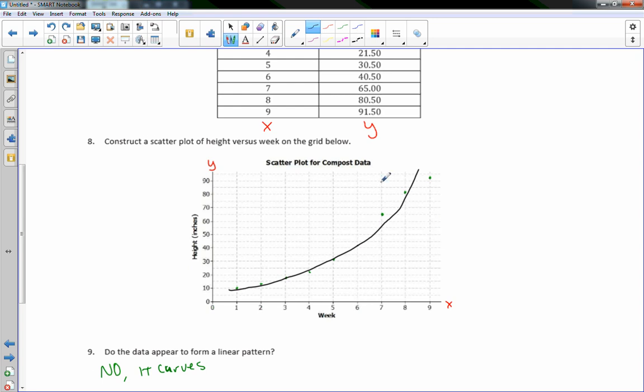It might not even grow that quickly either. It might be a better approximation if I go this way, and maybe not so much that way. All right, and what point did I erase? 80.5. Put that back. Okay, so maybe more like that. So there's our curve.